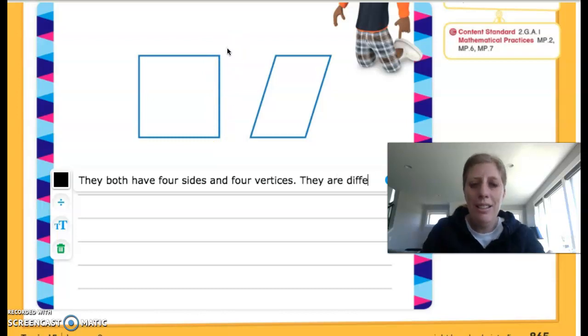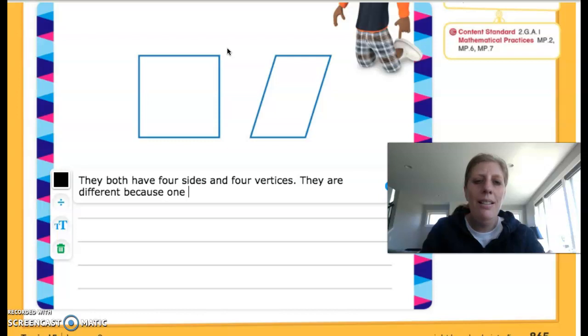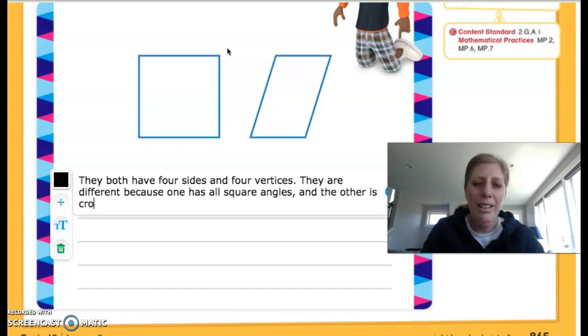They are different because one has all square angles, and the other is, I'm going to call it crooked right now. Okay, see what I mean? This one has all 4 square corners, the square, and this one, these angles are actually called obtuse. You haven't learned that word yet, but it means they're bigger than square corners, greater than 90 degrees, and these are called acute angles. They're not square corners. So this one kind of leans, okay?